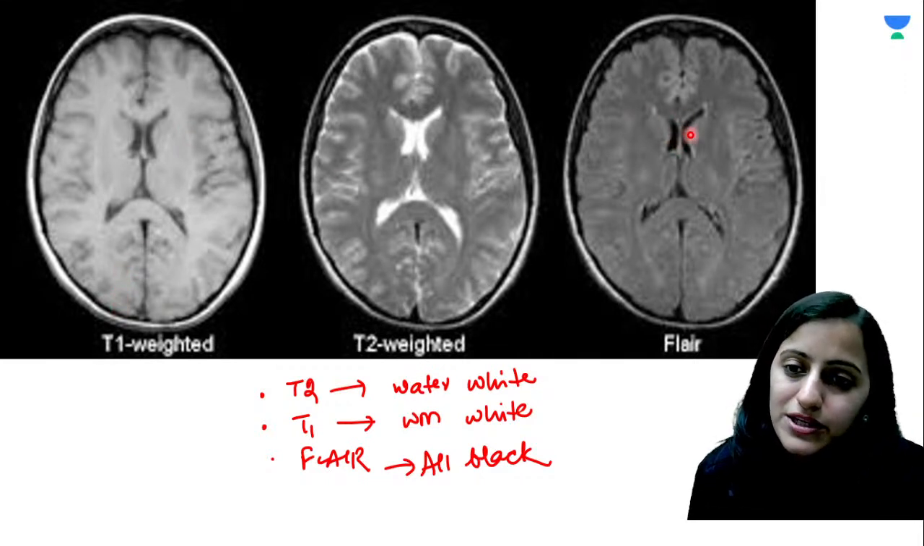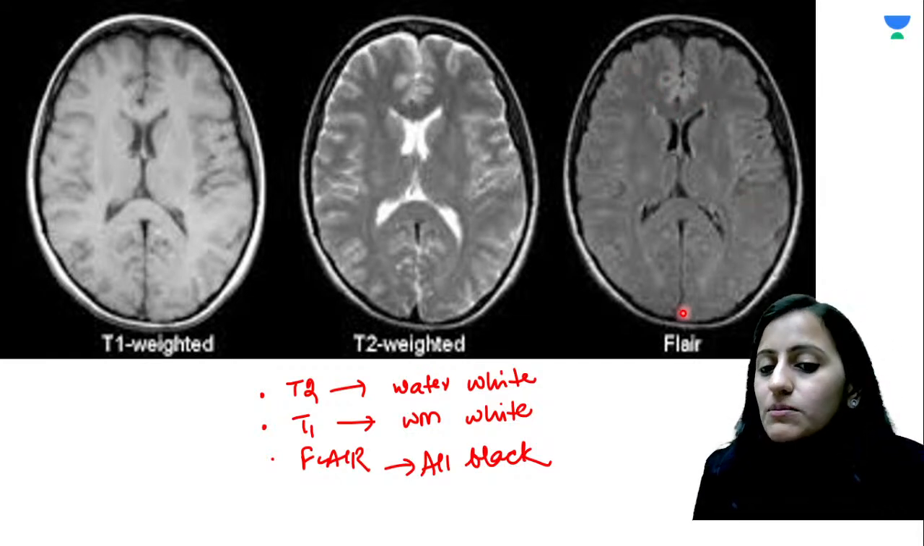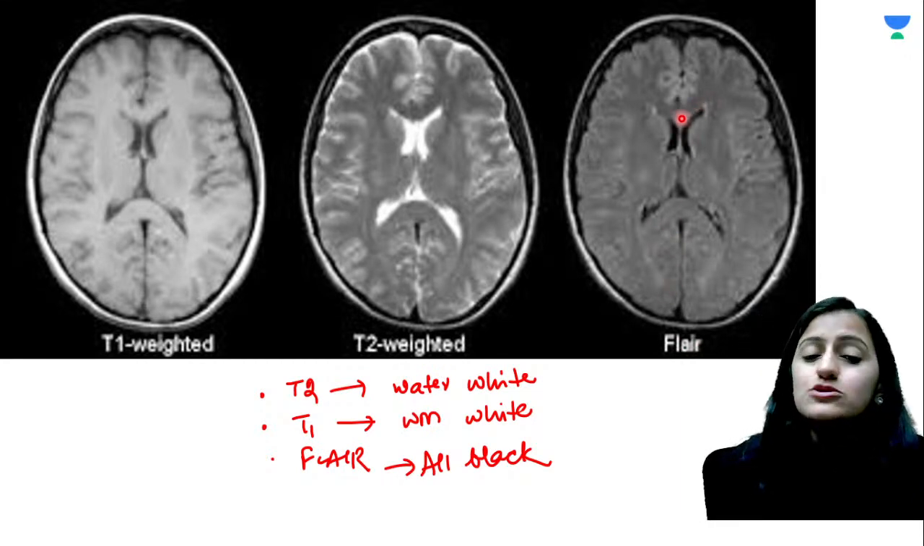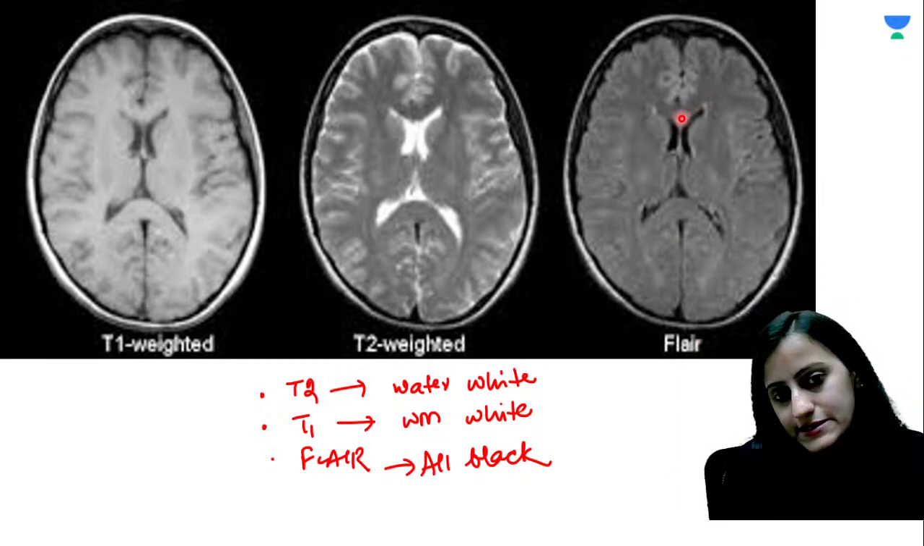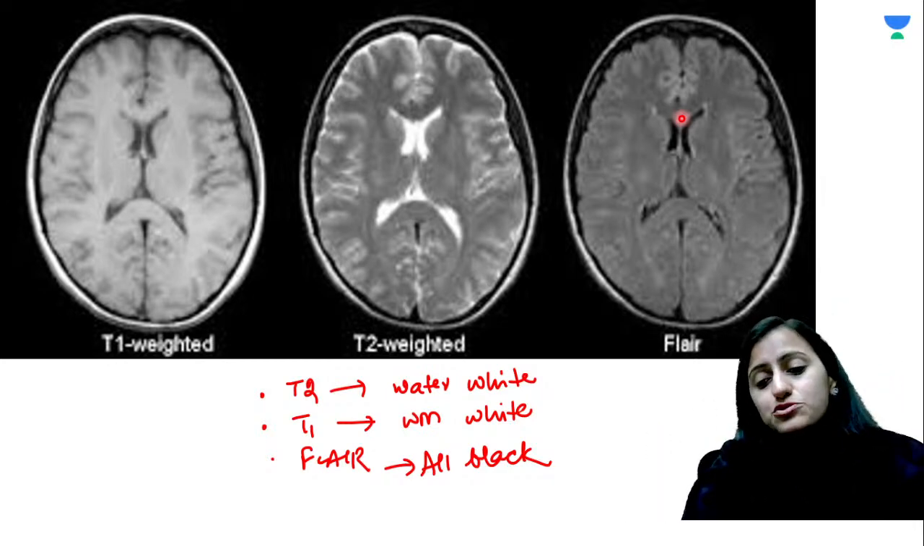Now here water is also black, white matter also black. So it is all black. So it is a FLAIR. Okay, it's a FLAIR sequence where it is all black. Clear with everyone? So how do you identify T1, T2 and FLAIR?